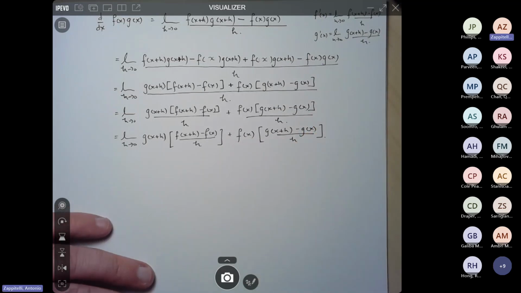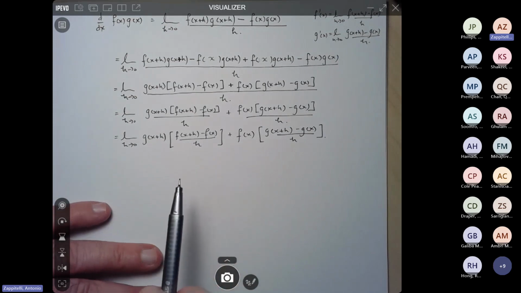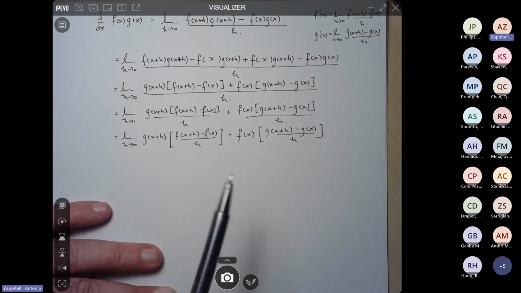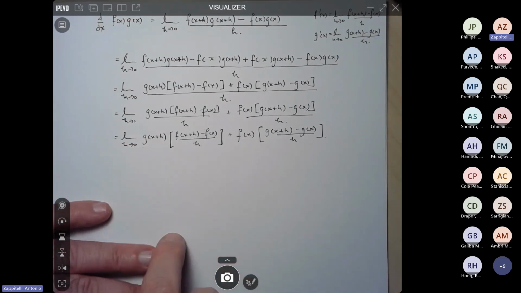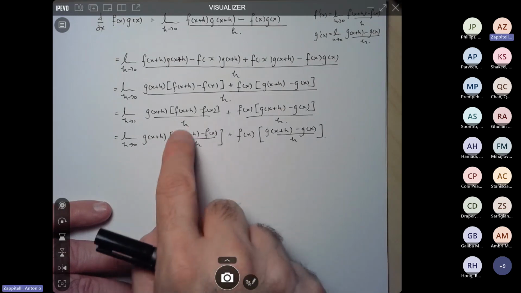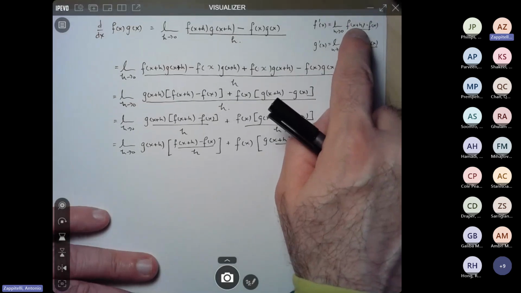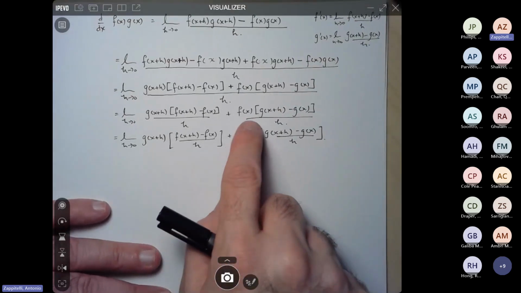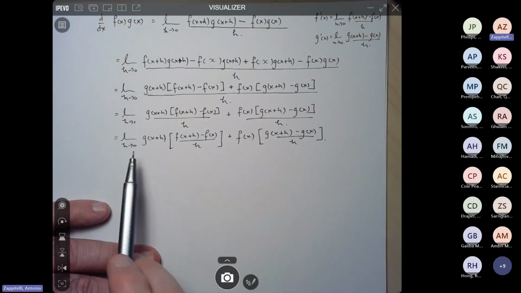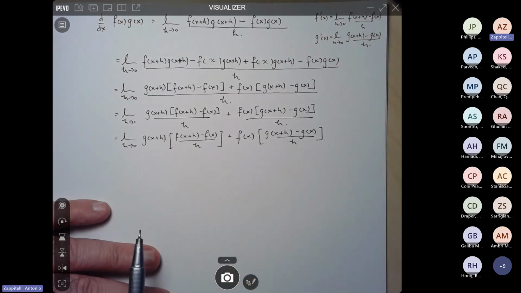Okay. And look what we've done. We've managed to rewrite this expression so that I've got g all on its own. I have this expression that looks like the derivative of f all on its own. I have f all on its own, the expression in the derivative of g all on its own. Okay, and I'm now taking the limit of all these things.